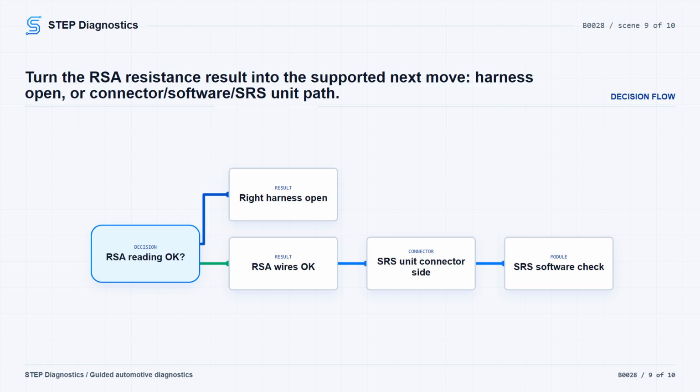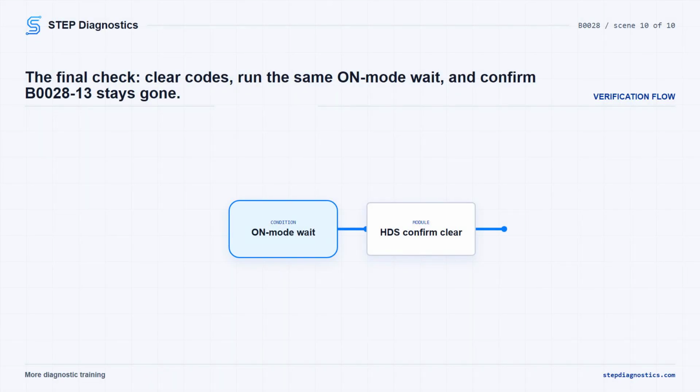If the exact connector check detail is not clear during the job, do not guess. Pause, recheck the earlier diagnostic path, and make sure the connector inspection is solid before condemning a module. Keep the verification separate from the testing. After the branch-supported correction, clear the DTCs with the HDS, turn the vehicle to on mode, wait for 10 seconds and confirm B0028-13 stays gone. The takeaway is simple.